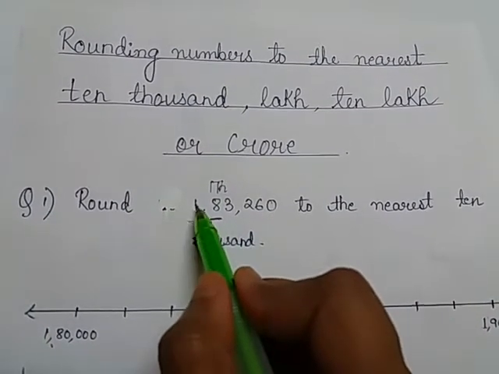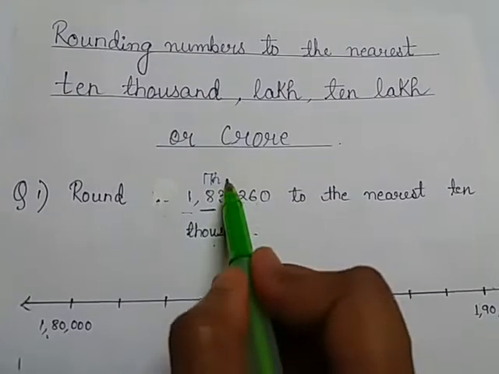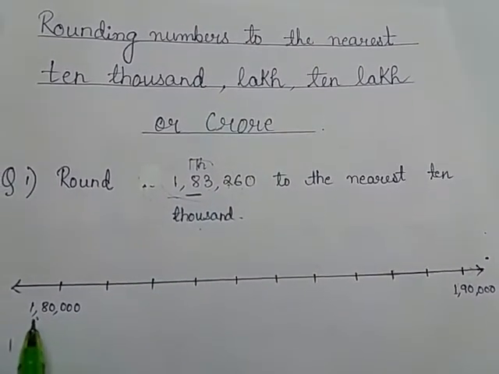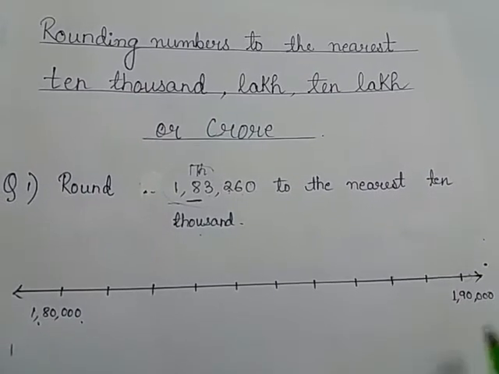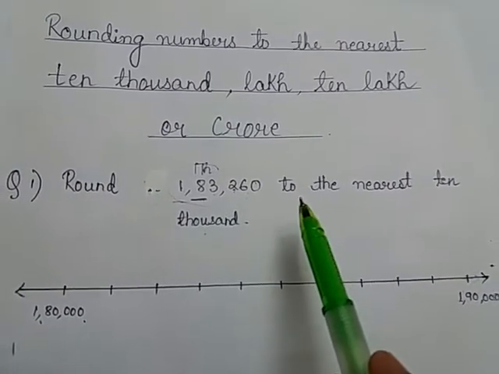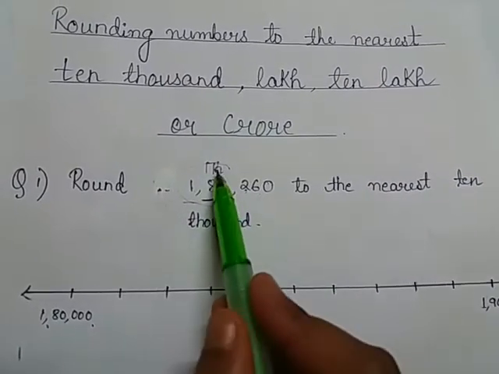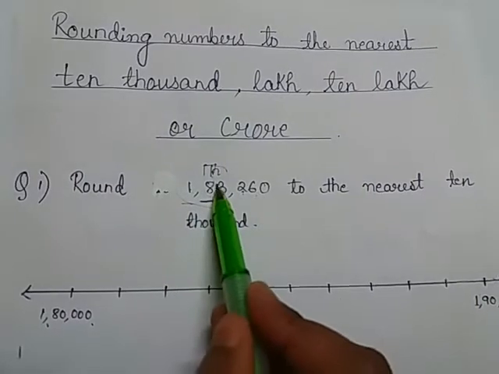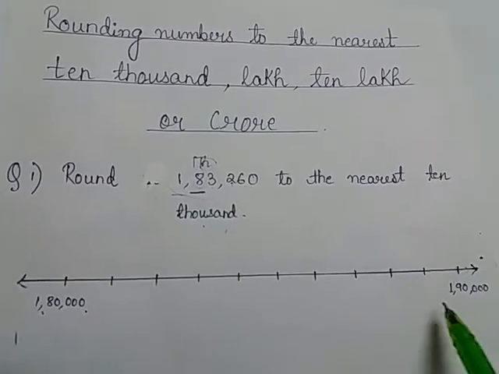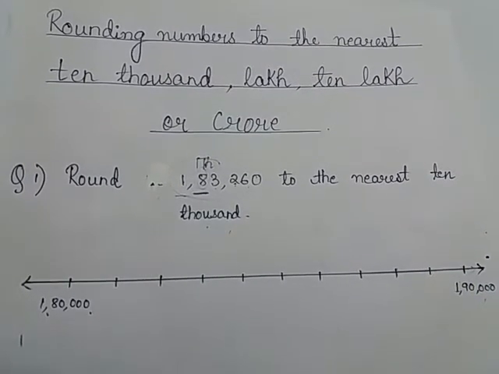That means if this is 1,83,260, then this number will definitely lie between 1,80,000 and 1,90,000. That will be the round off of this number to the nearest 10,000. Means whatever change we have to do, we have to make at this digit. That's why we are putting these 2 numbers here at the 2 very ends of our number line.